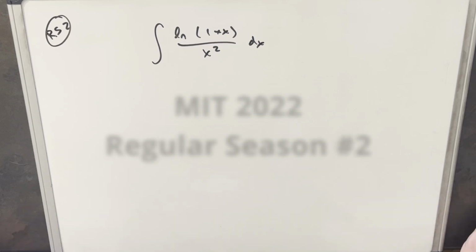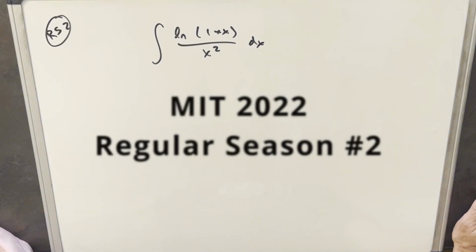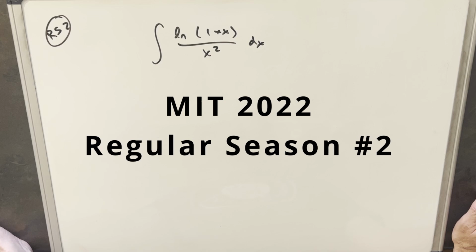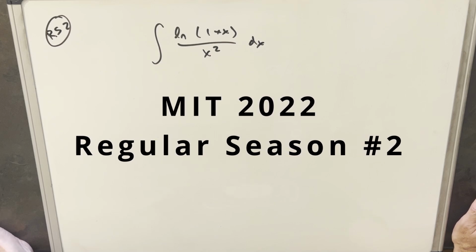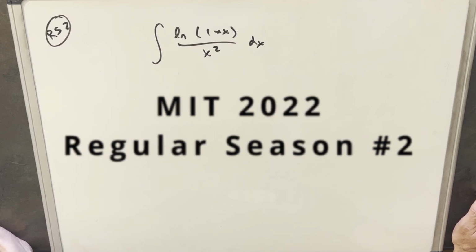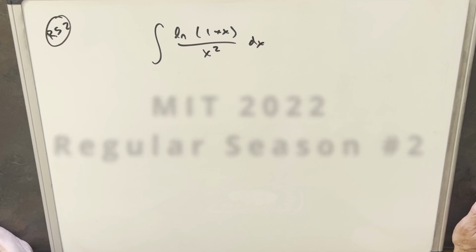Hey, we have here today another integral. This one's from the MIT Integration Bee 2022. This is regular season, problem number 2. We have the integral of ln(1 + x) over x squared dx.